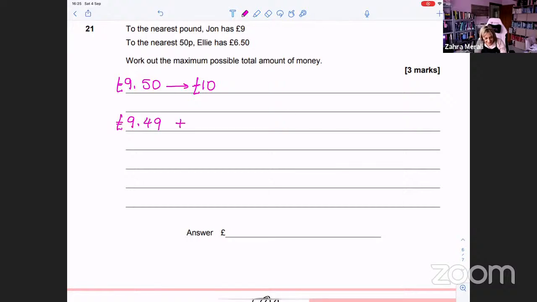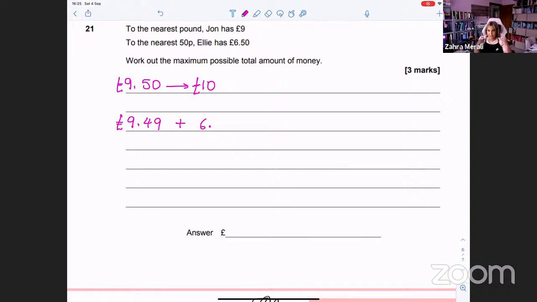And for Ellie, what's it going to be? If she had £6.51, it still rounds to 50. So what is her maximum amount to the nearest 50p? This is one where, in the exam, there were a lot of students that didn't get this correct. So 650 is her amount, so if she went up 1, is it closer? It's going to be closer to what? So how much is going to be closer?